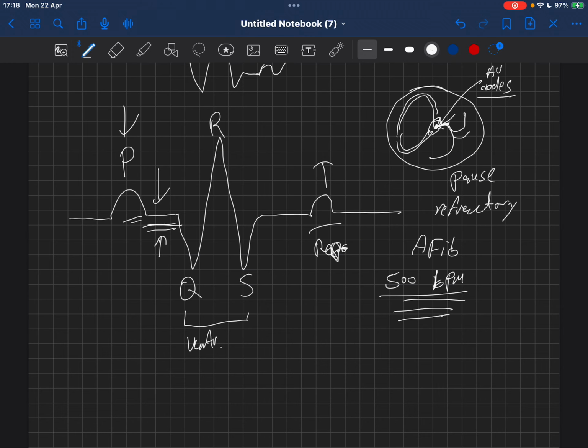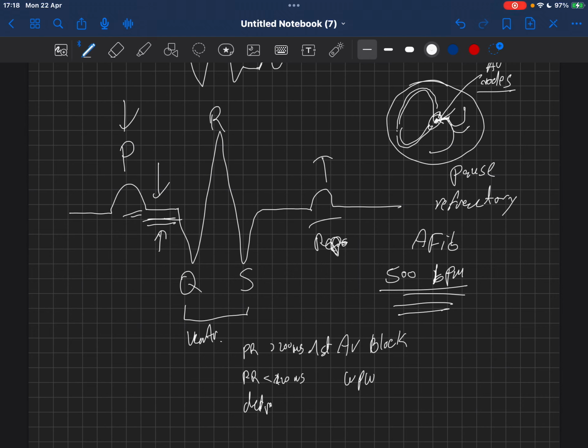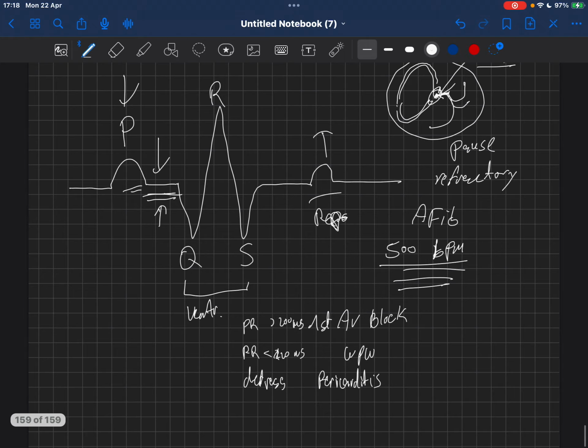And we talked a little bit about the intervals. When the PR interval is long, above 200 milliseconds, it can be a sign of AV block type 1. When it is short, it can come with pre-excitation syndromes like WPW. It can also be depressed, and this is seen in pericarditis.